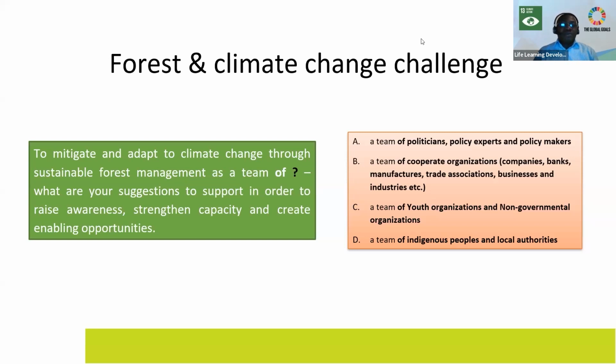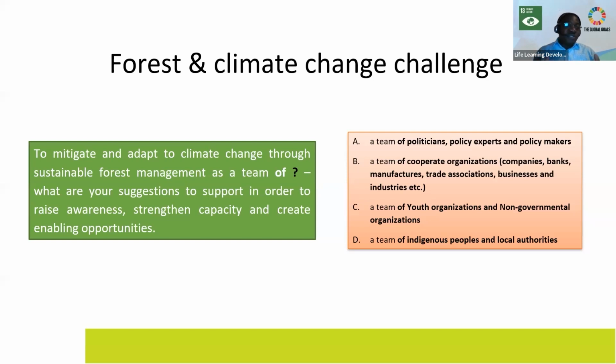In this group, Team A is to play the role of politicians, policy experts, policy makers. Team B, you are to play the role of corporate organizations, banks, trade organizations, industry, businesses. Team C, you are to play the role of youth organizations and non-government organizations. And Team D, you are to play the role of indigenous people and local authorities. I'll be coming into the room once in a while, and this will provide you with the opportunity to interact with one another.